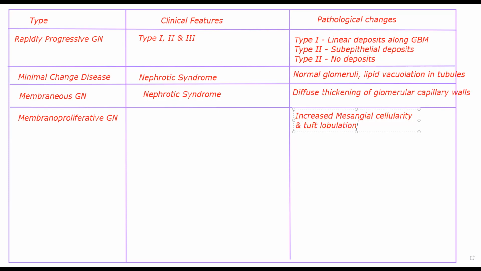Okay, and just write it as plus. Irregular capillary wall thickening. Now, this is typically associated with nephritic syndrome rather than nephrotic syndrome. The patient will show signs of nephritic syndrome.